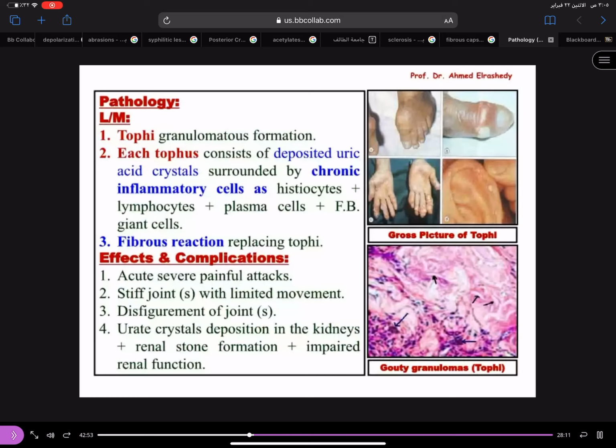Look at this, okay? These are under the skin. So the crystal starts to deposit under the skin, in the earlobe, in the big toe. If you do not treat, this is called tophi, okay? The crystals start to deposit. Tophi is the plural and tophus is the singular.